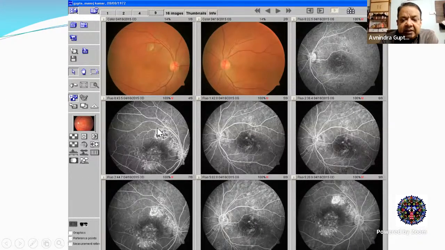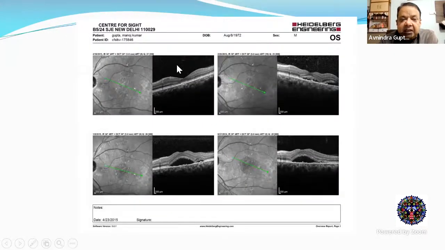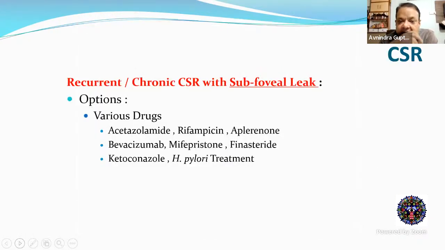The same patient, you can see we have done laser here, and on OCT, you can see in the left eye there is a total resolution, and in the right eye there is a decrease in fluid. And this patient was a doctor, and he regained his vision to 6/6.